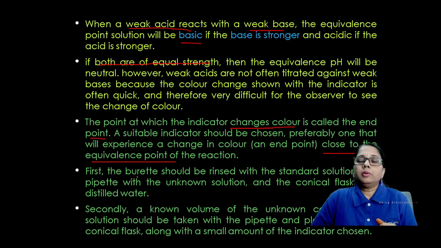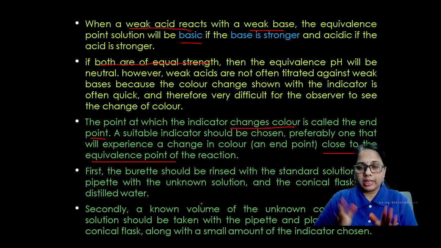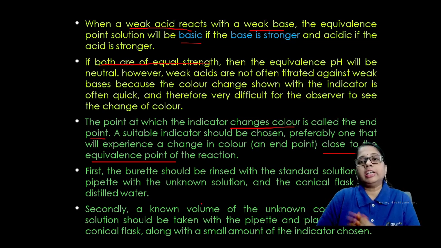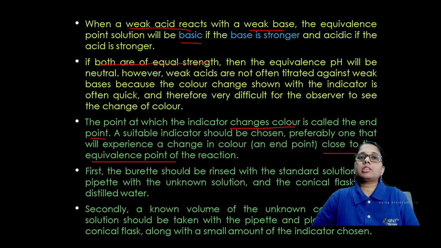For this purpose we need to select the type of indicator according to the type of analyte we have taken into the analysis. Thereby, what is the pH of that analyte, and what is a suitable indicator we need to use. All these things are going to be considered.